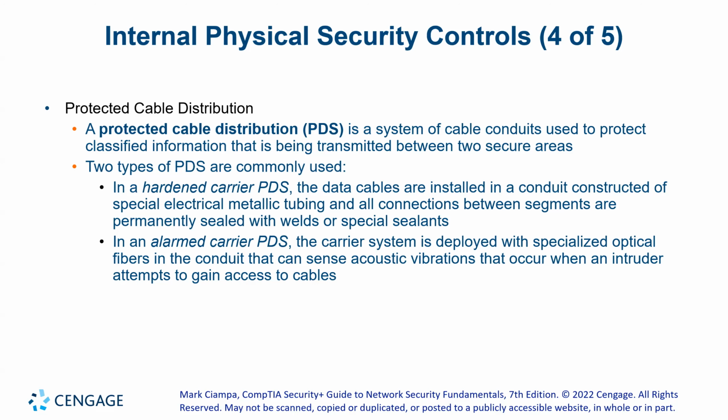In alarmed carrier PDS, the carrier system is deployed with specialized optical fibers in the conduit that can sense acoustic vibrations that occur when an intruder attempts to gain access to the cables.